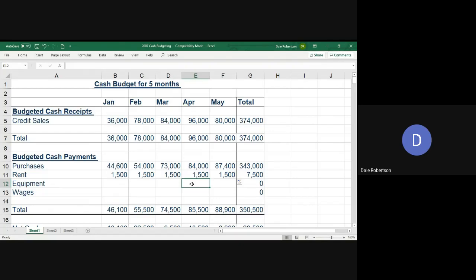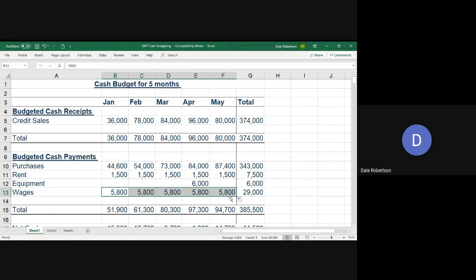The next sentence is equipment. It says equipment was bought in April for €6,000. Well, that's easy. You just put 6,000 into April, and then 6,000 will be in your total value. And then wages is the next sentence. It says wages are going to be 5,800 per month. So you put 5,800 in each month. I'll replicate this across as well. And for the 5 months, that's a total of 29,000. That is all of our receipts and payments put into the correct rows and into the correct months.